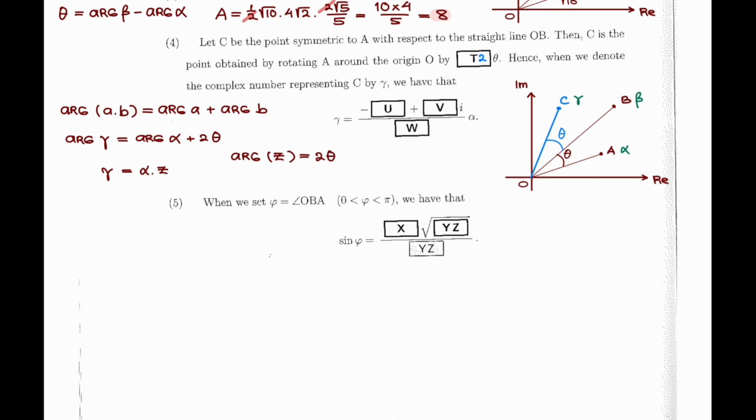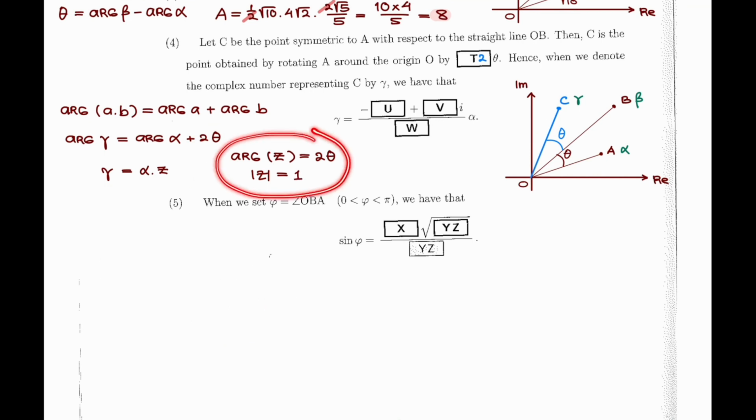Because if the magnitude of z is not equal to 1, let's say the magnitude of z is equal to 2, then the magnitude of gamma, which is equal to the magnitude of alpha times the magnitude of z, would not be equal to the magnitude of alpha. So since the magnitude of alpha must equal the magnitude of gamma, I can say that the magnitude of z must be equal to 1.